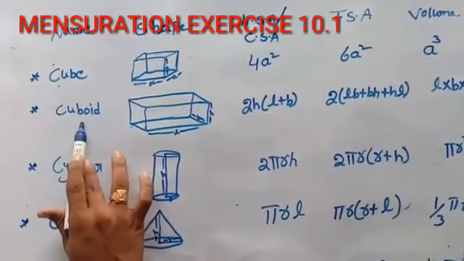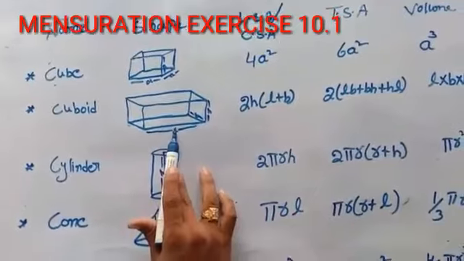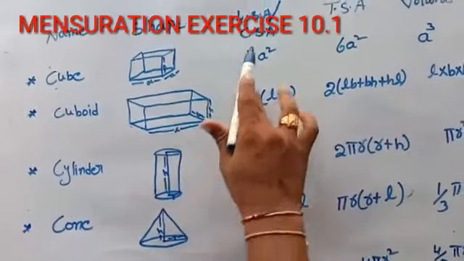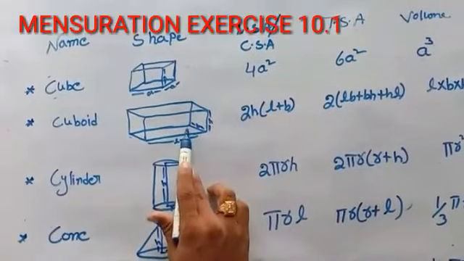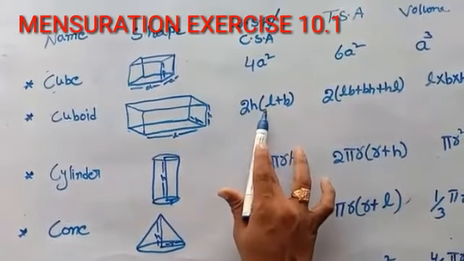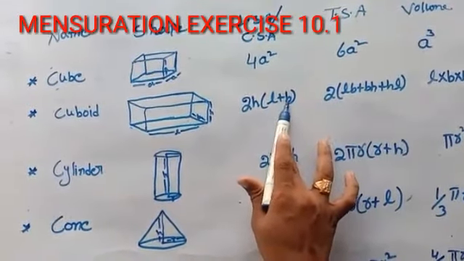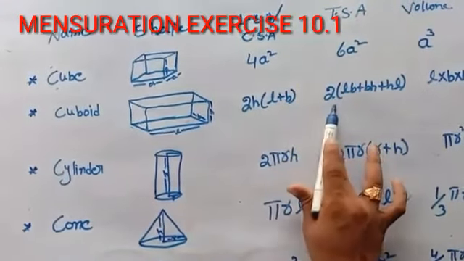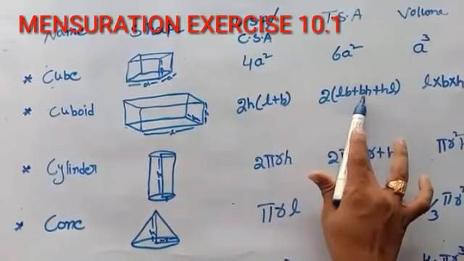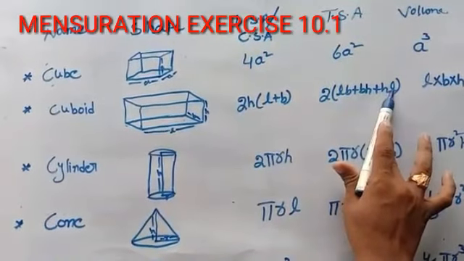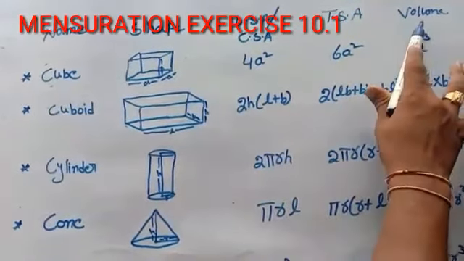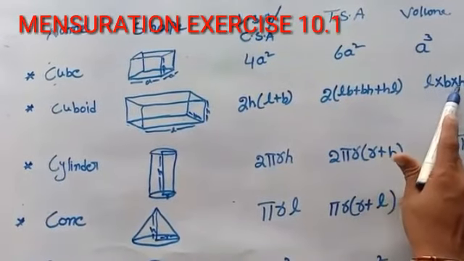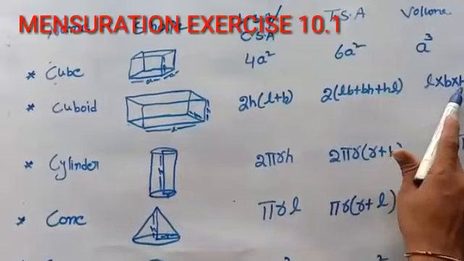Next one, cuboid. The shape of the cuboid. Here length, breadth and height. Lateral surface area of the cuboid is equal to 2h into (l plus b). And total surface area of the cuboid is equal to 2 into (lb plus bh plus hl). And finally volume of cuboid is equal to length into breadth into height. That means l into b into h.